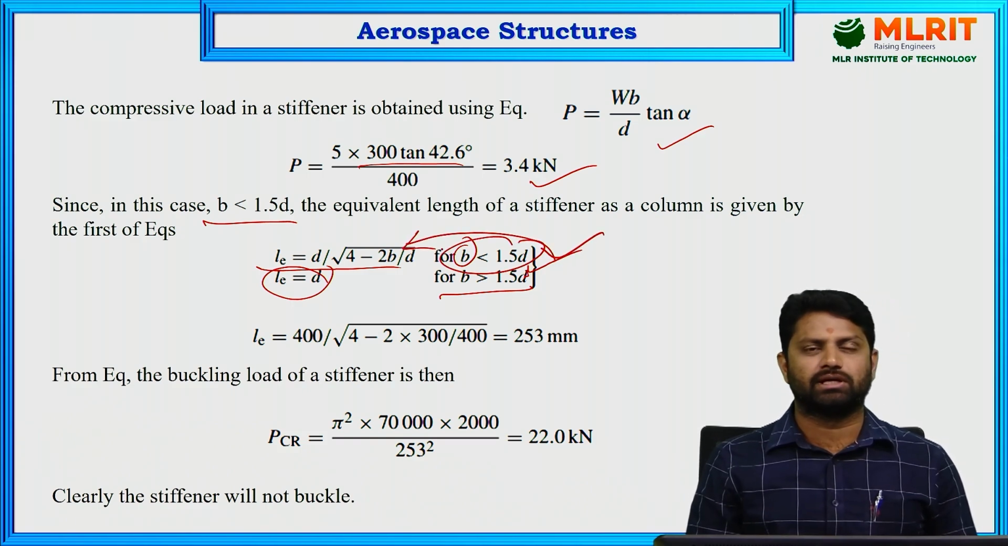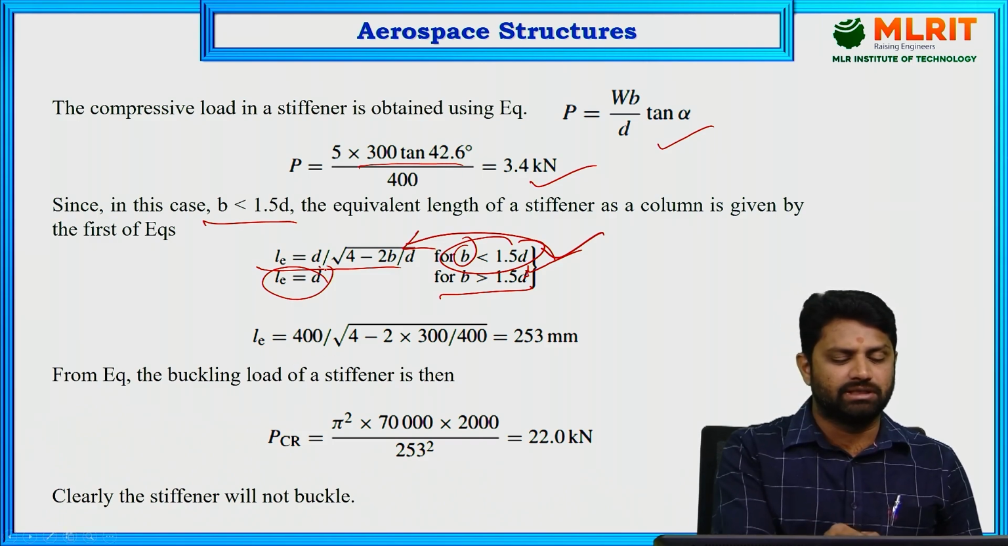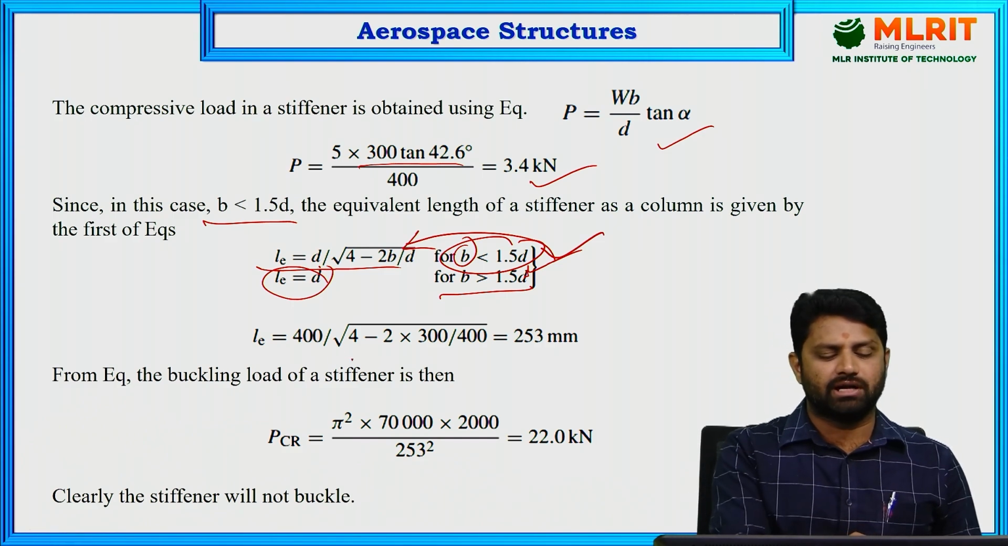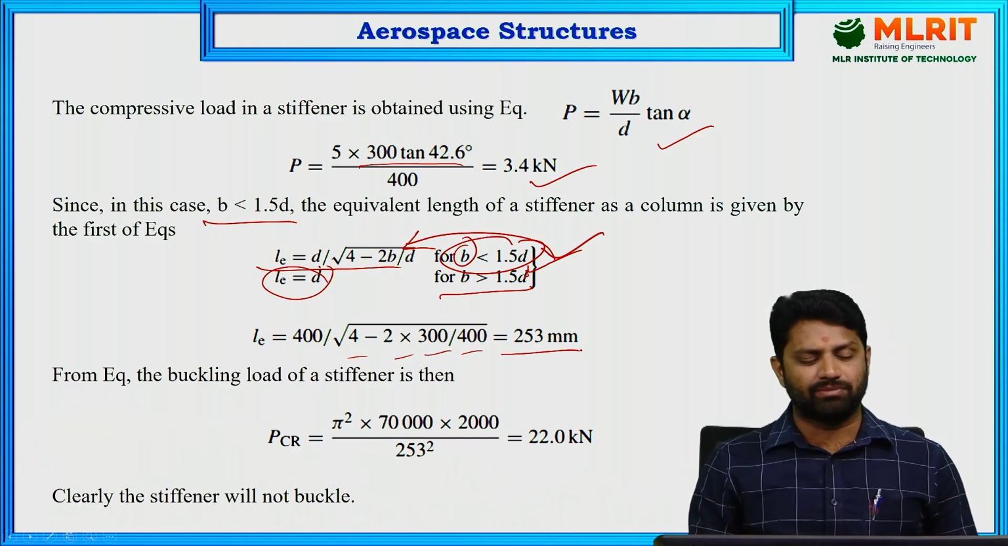Therefore, the calculation of equivalent length: LE equals 400, the depth D, divided by the square root of 4 minus 2 into B by D. So 400 divided by the square root of 4 minus 2 into 300 divided by 400, you are going to get 253 mm. That is the equivalent length.